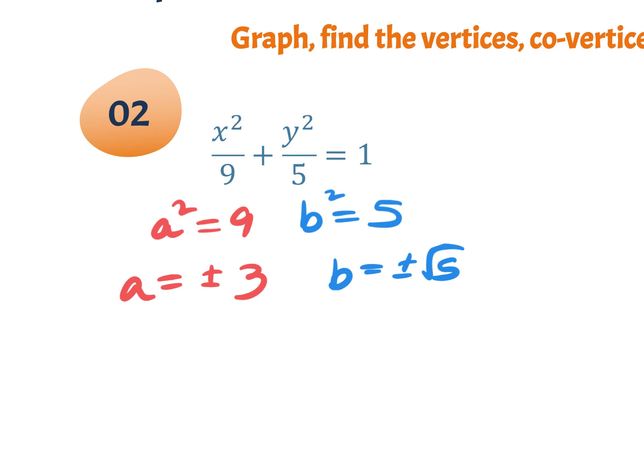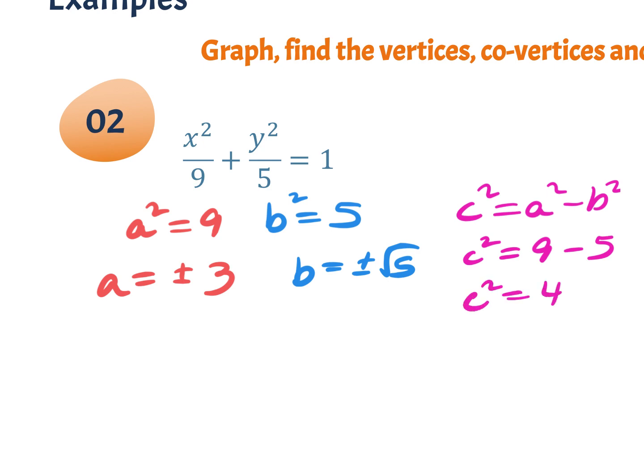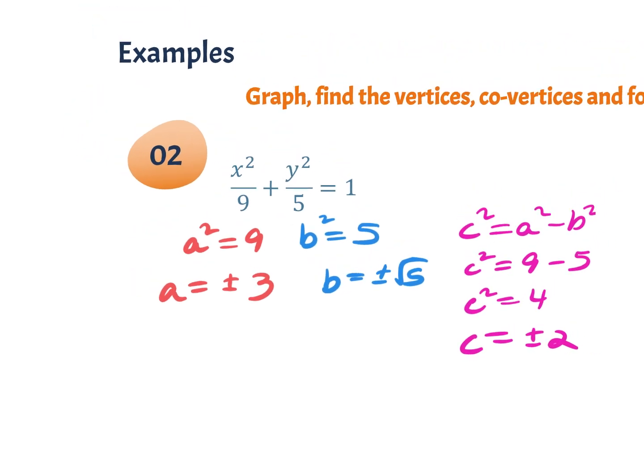We need to find C. Do C in pink. C squared equals A squared minus B squared. A squared 9, B squared 5, C squared equals 4. I can actually square root that, plus and minus 2. So now let's find our parts.